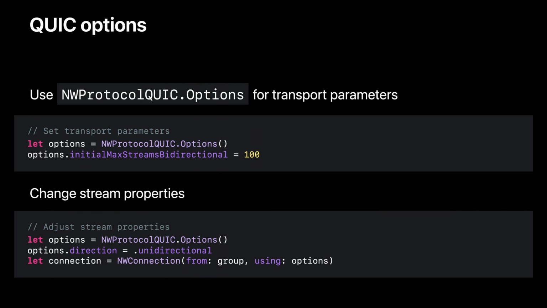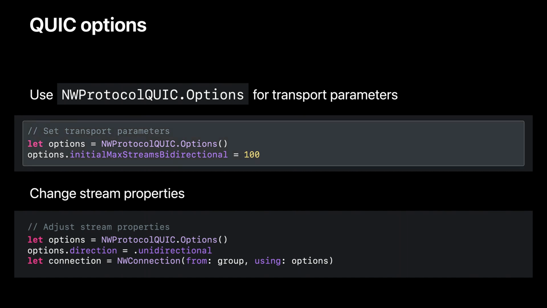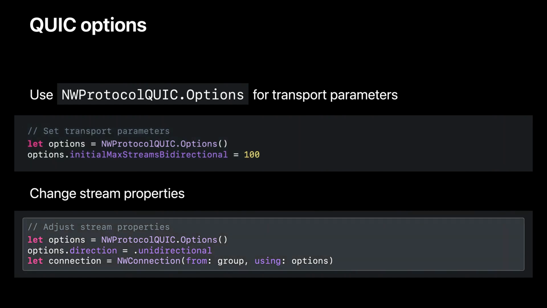Just like with other protocols, you can use QUIC options for configuration when creating your parameters object. For QUIC, you can configure the transport parameters listed in the QUIC specification. And you can also customize properties of individual streams when creating them from a connection group. For example, if you want to create a new unidirectional stream.